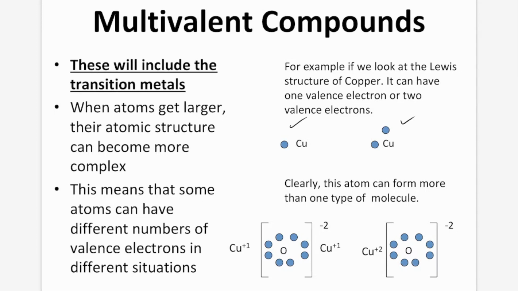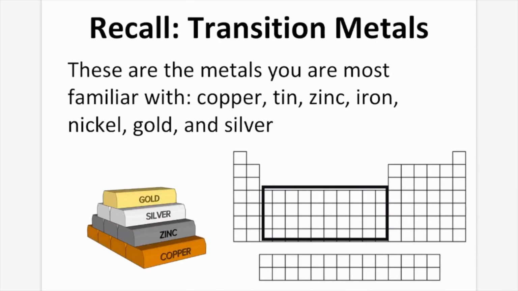For instance, if it's going to bond with oxygen, it can have a situation where there's 2 coppers and 1 oxygen, and it can have a situation where there's 1 copper and 1 oxygen, depending on the valence number. If it's copper 2, like we have on the right-hand side, then we only need 1 copper. If it's copper 1, like we have on the left-hand side, then we need 2 coppers. So if you're not familiar with where the transition metals are, they are the ones in the middle here. So these are going to be our multivalent.